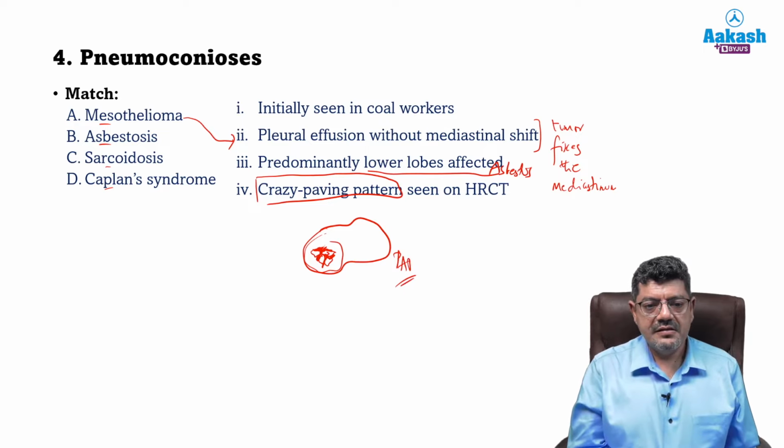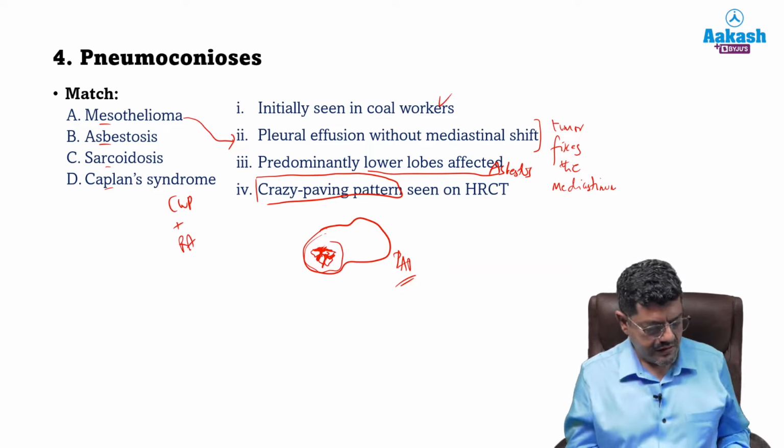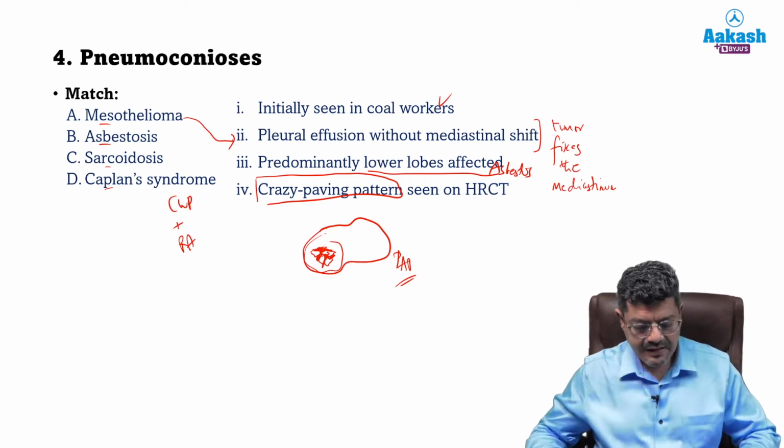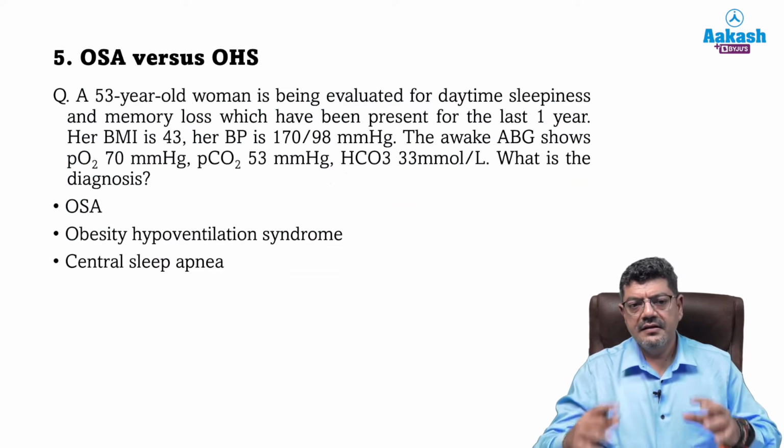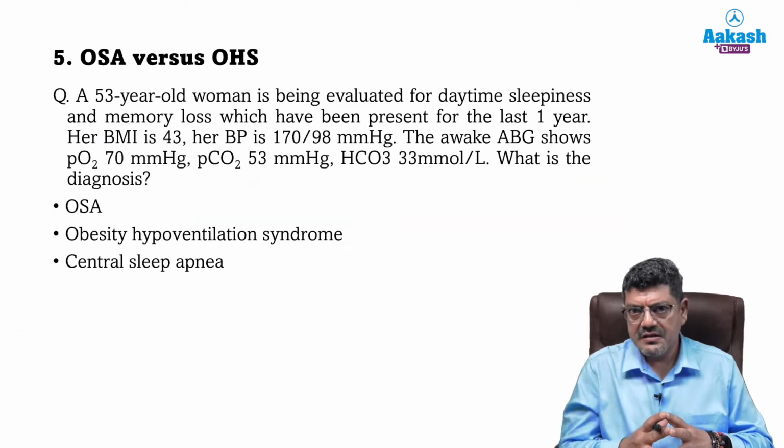Okay, Caplan syndrome, the combination of coal workers' pneumoconiosis and rheumatoid arthritis. So initially seen in coal workers. So that was a simple, straightforward question for most of you. And then I would call this a tricky question.